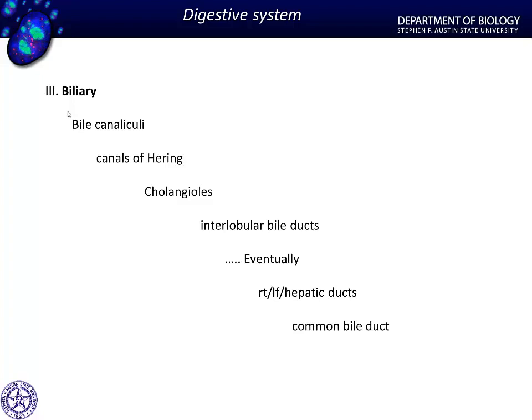Now, these are going to increase in diameter as these coalesce together and fuse. The bile canaliculi are going to fuse into canals of Hering, and these are going to fuse into cholangioles. And again, these are just ever increasing size of bile transporting pathways. The cholangioles are going to fuse into interlobular bile ducts. Then we're going to get intralobular, lobar, etc. That's why we have the "eventually" here. Then we're going to get right and left hepatic ducts that are going to go into the common bile duct. And that's how we're going to get the bile from the liver to the gallbladder and then to the duodenum.